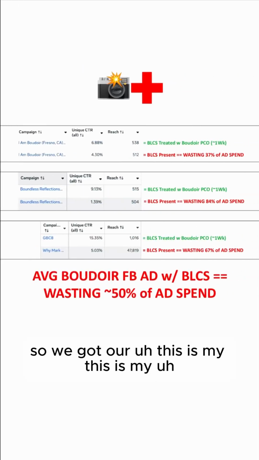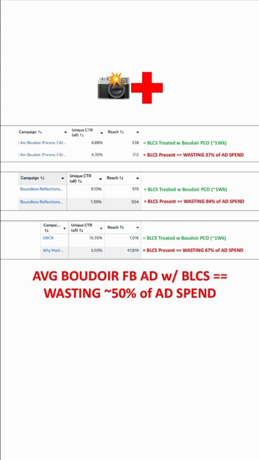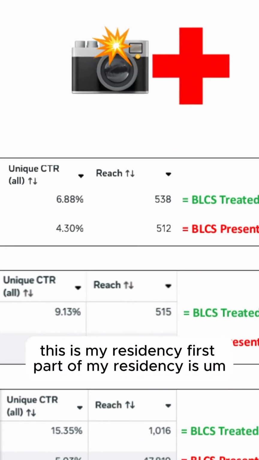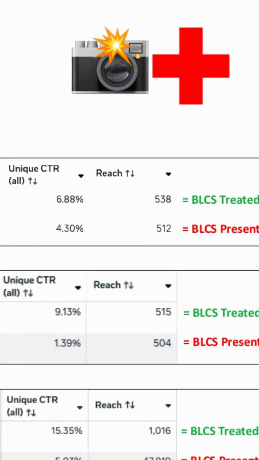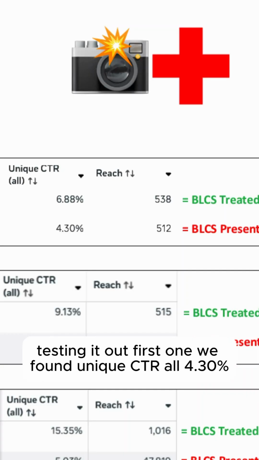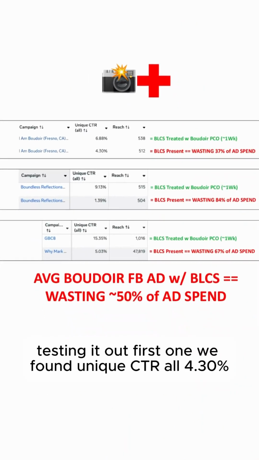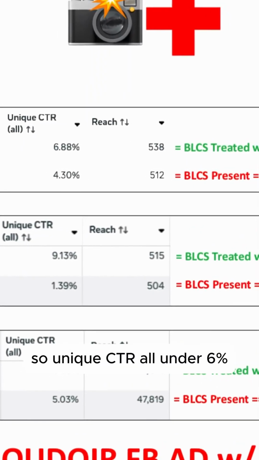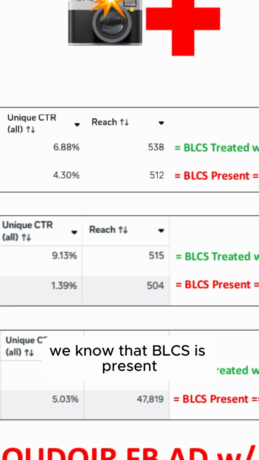This is my residency. The first part of my residency is finding a Boudoir Facebook ad out there, bringing it back to the hospital, and testing it out. The first one we found had a unique CTR all of 4.30%. So unique CTR all under 6%. We know that BLCS is present, aka Boudoir Low Click Syndrome.